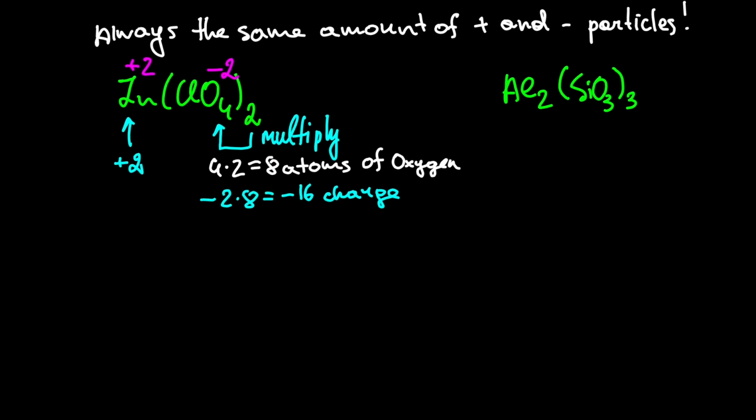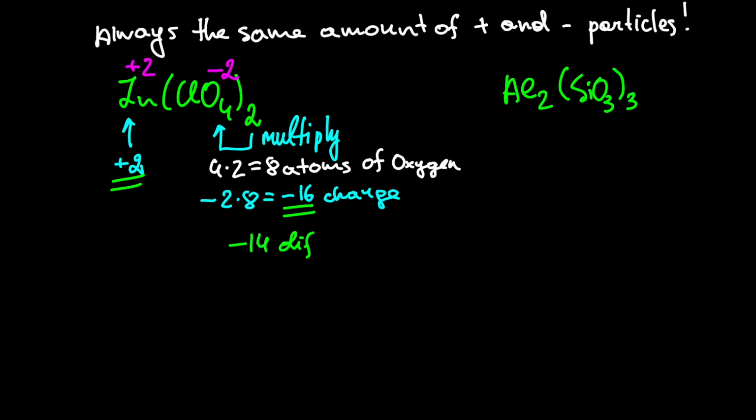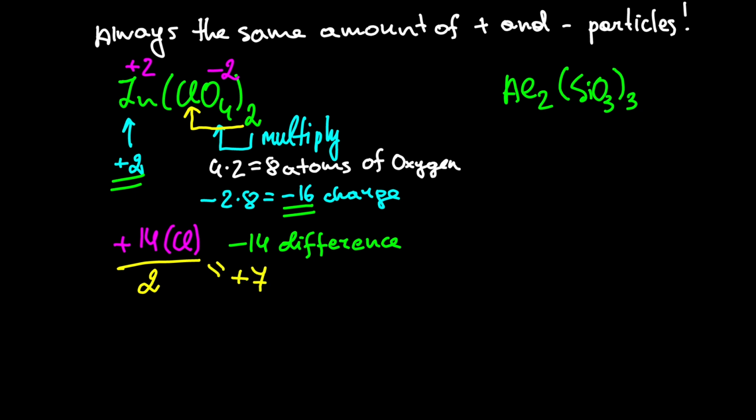So the difference between positive and negative particles is minus 14. That means that chlorine should generate 14 positive particles. We have 2 chlorine atoms in the compound because of the subscript outside the parentheses. So one chlorine atom has an oxidation state of +7.